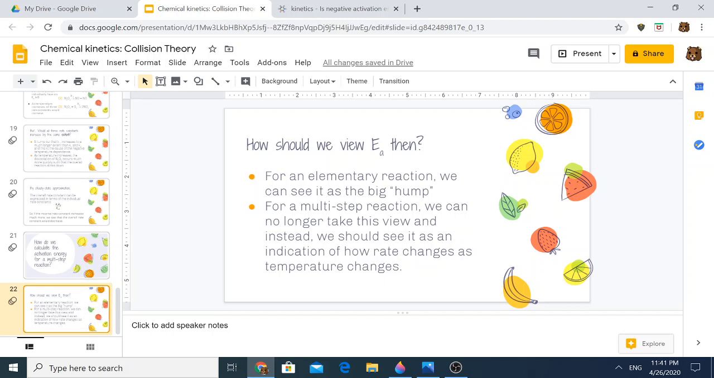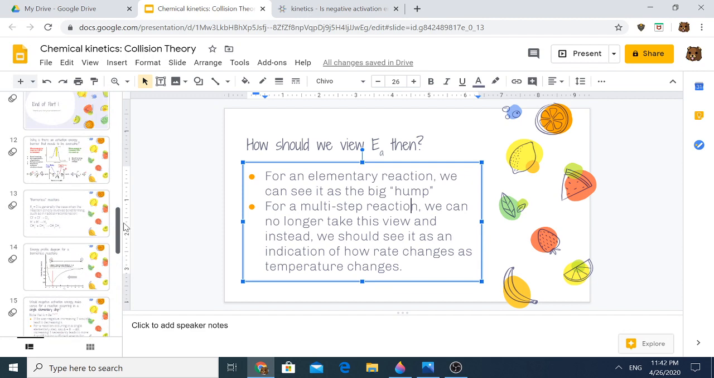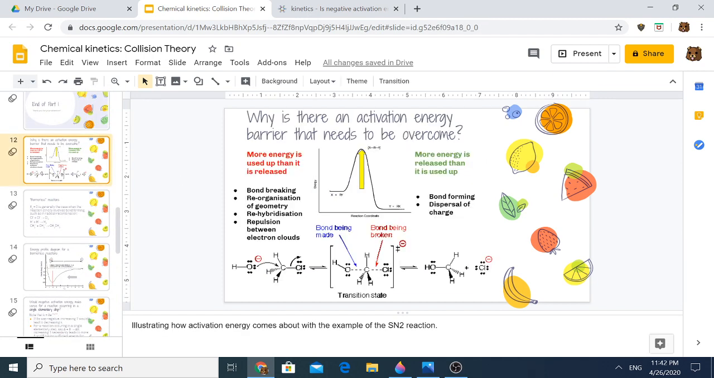I would think that an elementary reaction means that it proceeds by just one single step, like a single collision between two particles, for example. We can see that it is just a big hump in the reaction energy profile diagram, like for example this one, right? If it's just a simple one-step process, like maybe an SN2 reaction, it's just this big hump.